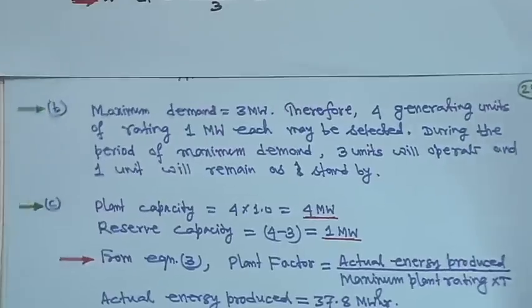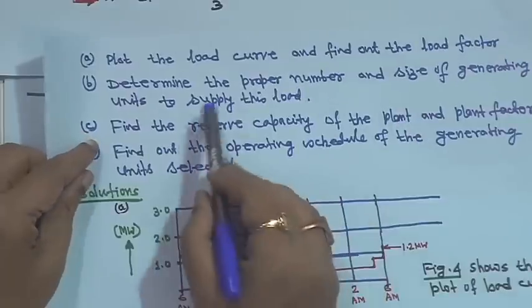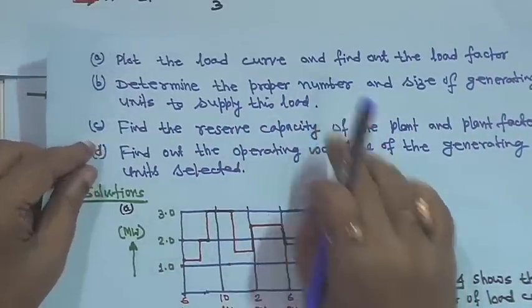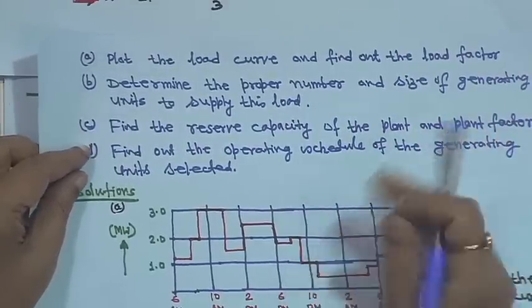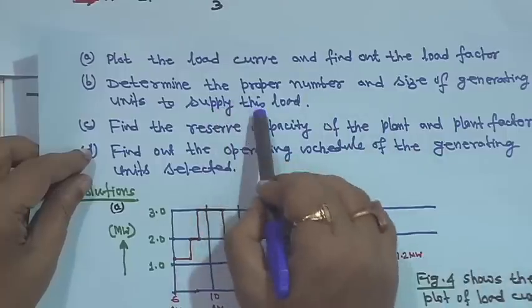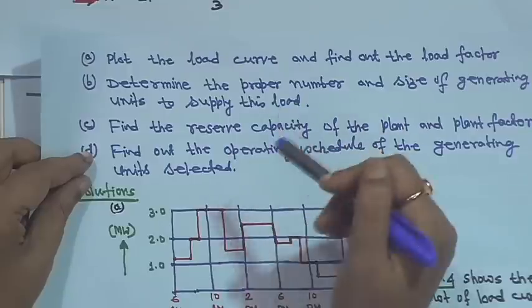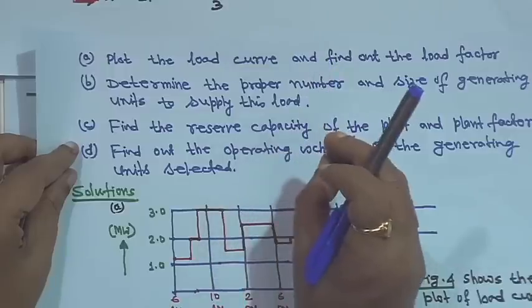Now, next is point B, that you have to determine the proper number and size of generating units to supply this load. Listen, we are not doing any economics here, we are not trying to optimize anything, just to have some ideas. So from our intuition we will try to make it, but we are not considering any cost benefit analysis or anything, just to give us an idea.